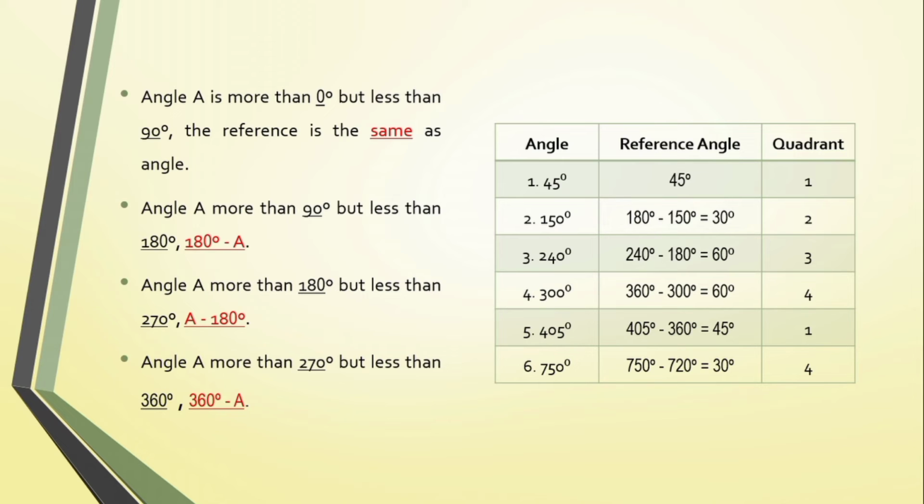Then number 5, 405 degrees. 405 degrees minus 360 degrees is equal to 45 degrees. The reference angle of 405 degrees is 45 degrees. Then 405 degrees belongs to the first quadrant. Then lastly, 750 degrees. 750 degrees minus 720 degrees is equal to 30 degrees. The reference angle of 750 degrees is 30 degrees, and 750 degrees belongs to the first quadrant.